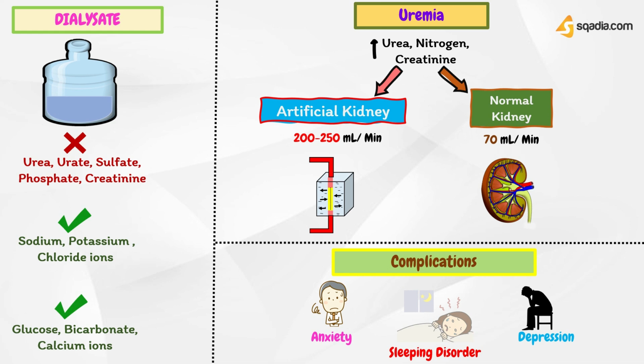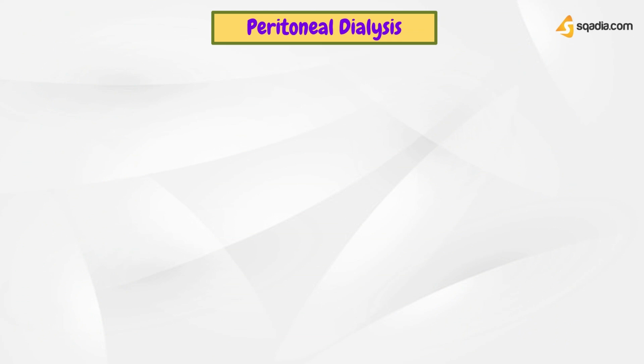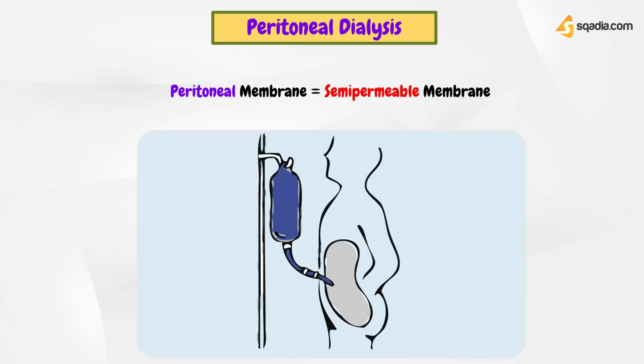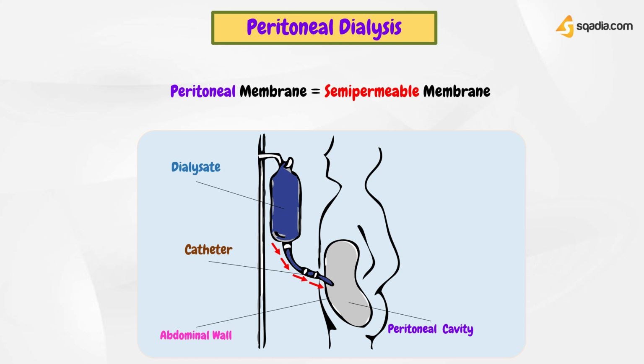Now, let's discuss the peritoneal dialysis. Peritoneal dialysis is the technique in which peritoneal membrane is used as a semi-permeable membrane. It is also used to treat the patients suffering from renal failure. A catheter is inserted into the peritoneal cavity through anterior abdominal wall and sutured. The dialysate is passed through this catheter under gravity.